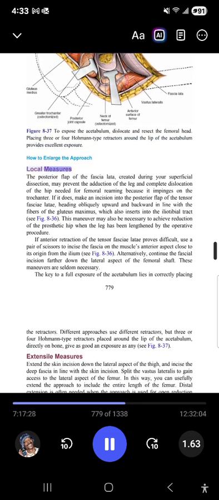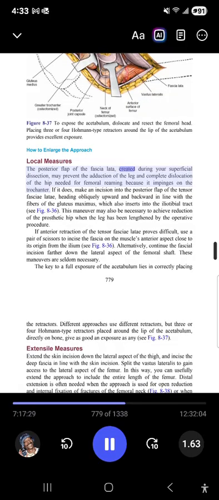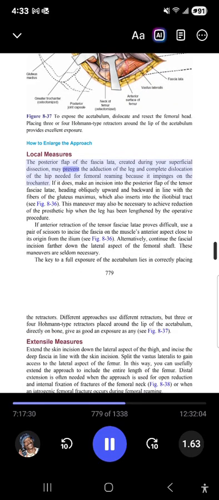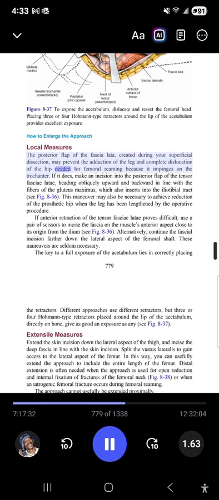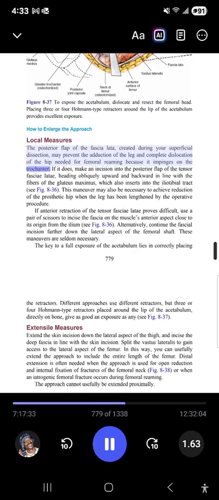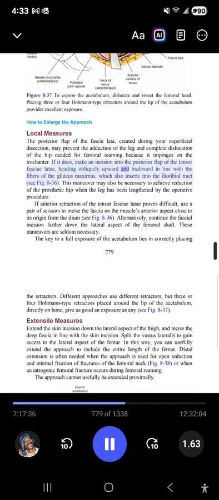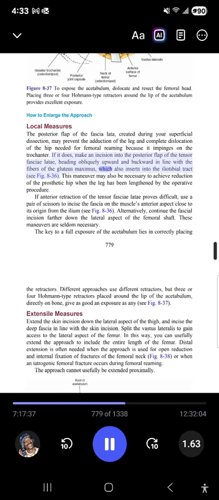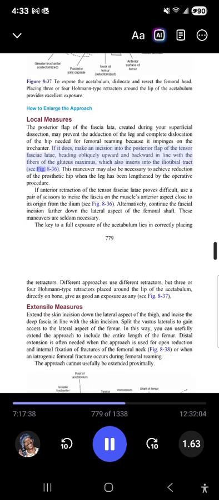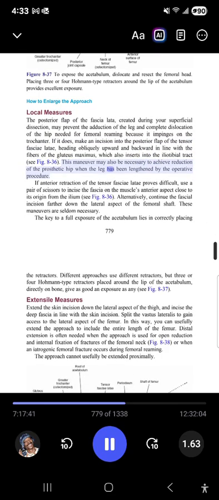Local measures. The posterior flap of the fascia lata, created during your superficial dissection, may prevent the adduction of the leg and complete dislocation of the hip needed for femoral reaming because it impinges on the trochanter. If it does, make an incision into the posterior flap of the tensor fasciae lati, heading obliquely upward and backward in line with the fibers of the gluteus maximus, which also inserts into the iliotibial tract. See figure 8-36. This maneuver may also be necessary to achieve reduction of the prosthetic hip when the leg has been lengthened by the operative procedure.